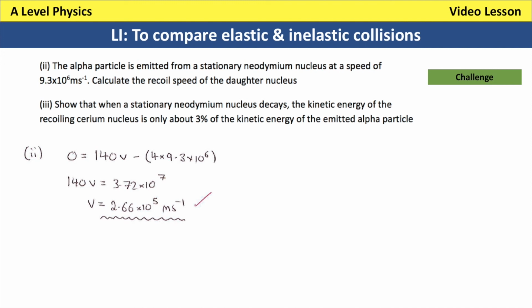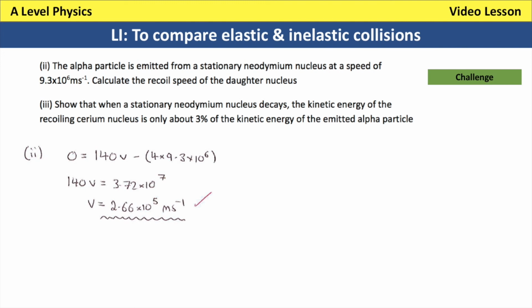So I now add on the momentum of the alpha particle to the other side so that I've got positive values. So on the left hand side, I'd have 4 times 9.3 times 10 to the 6 equal to 140V. And then it's a case of dividing by 140 to give me a final speed of 2.66 times 10 to the 5 meters per second.